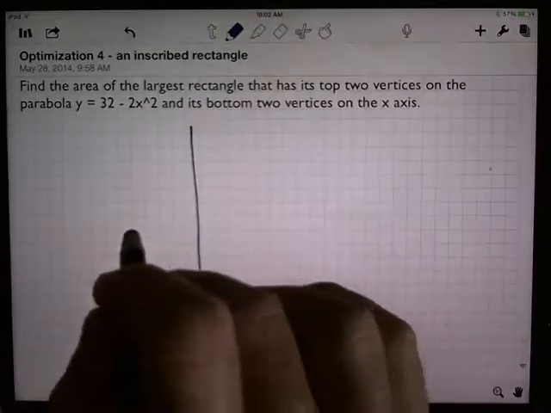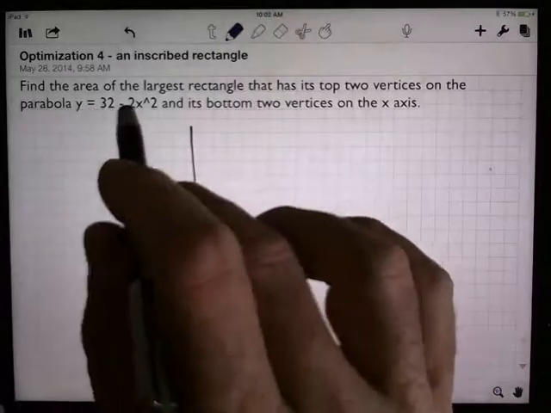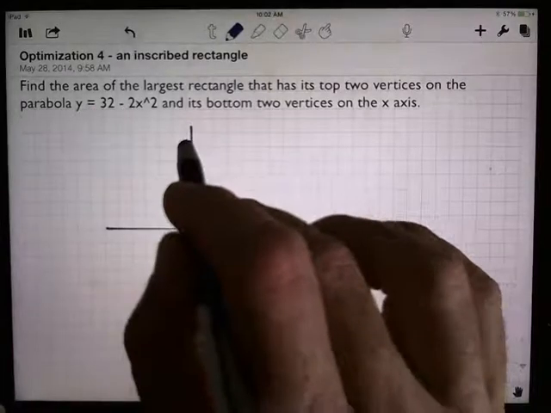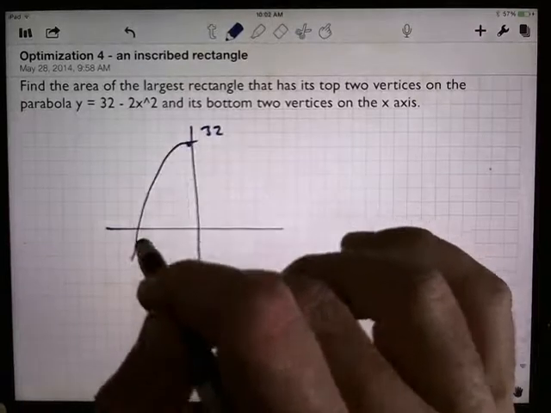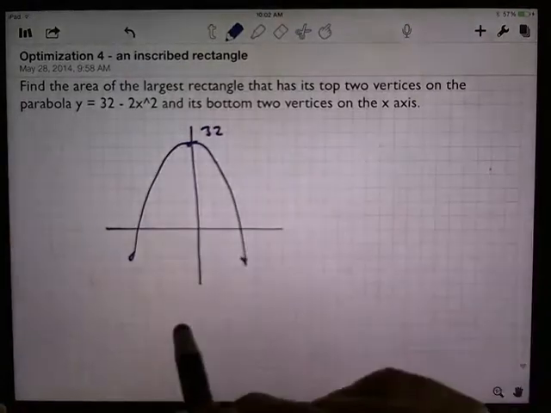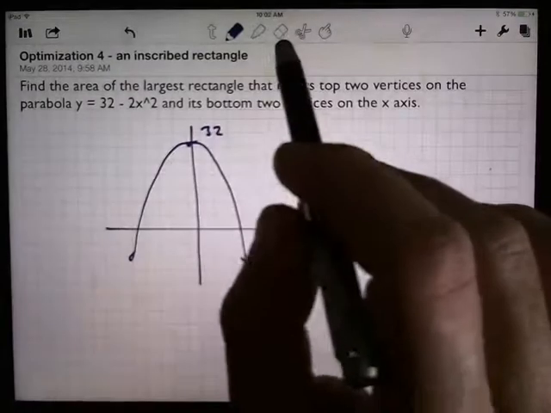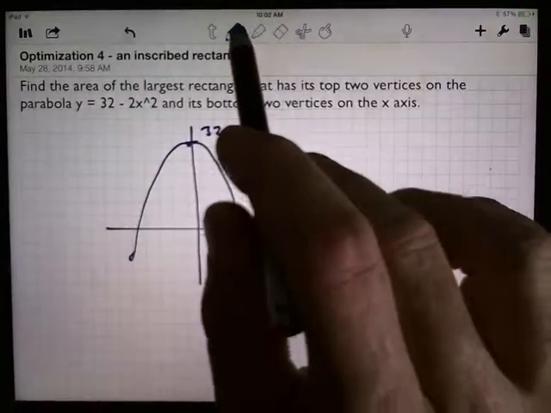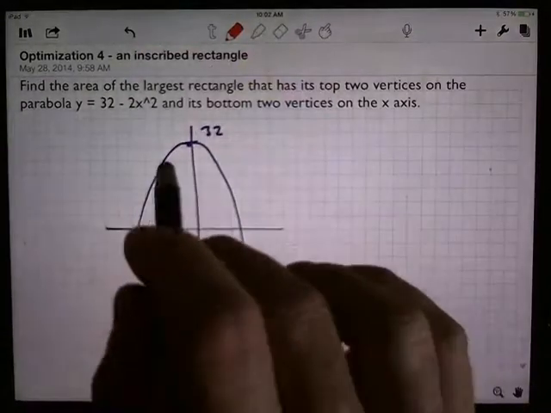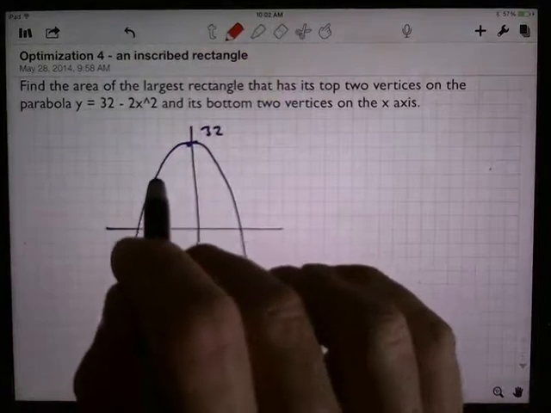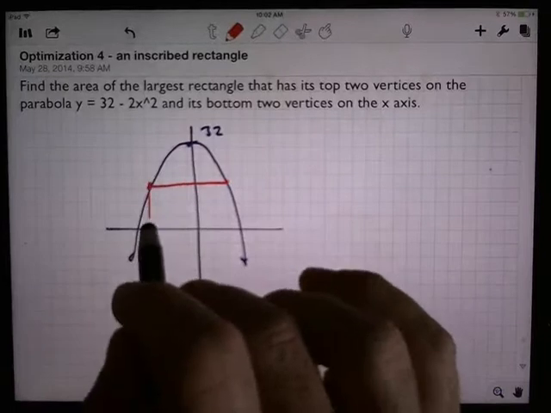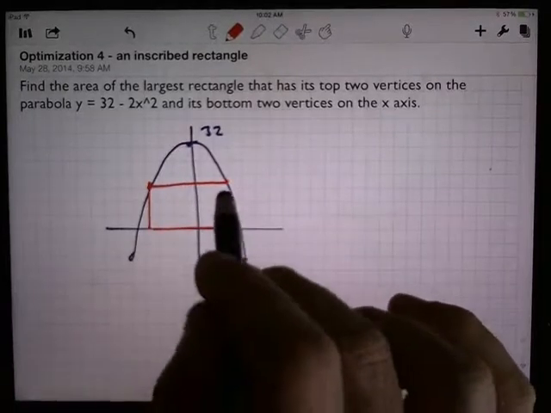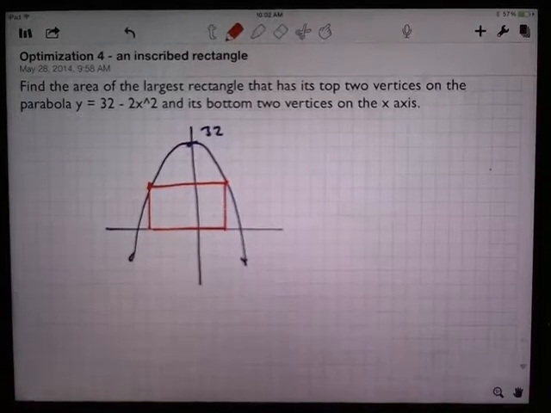So I've got this parabola. This is a downward opening parabola. It's the y-axis here up at 32, and it goes down from there. Okay, and I want to put a rectangle in there where the top two vertices of the rectangle are on the parabola and the bottom two vertices are on the x-axis. Okay, so it looks something like this.